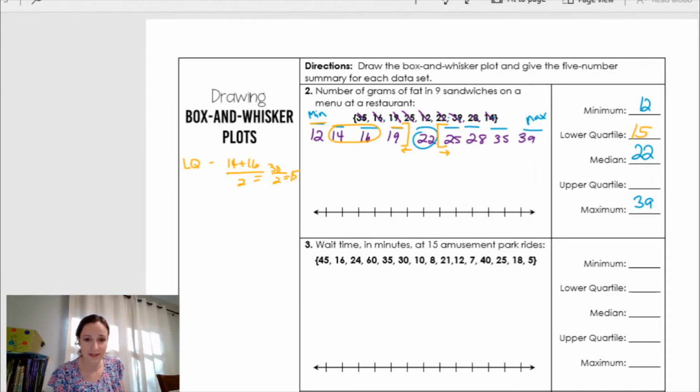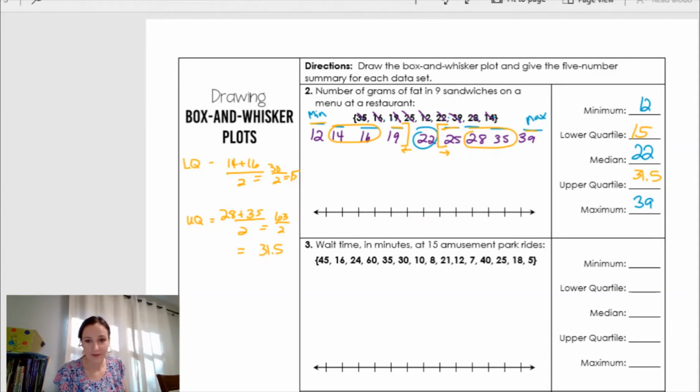In the upper quartile, again, go from each direction and find your middle values, which is going to be between 28 and 35. So you're going to have to add them together, 28 plus 35, and divide by 2. 28 plus 35 is going to give you 63, divided by 2, and you'll have 31 and 5/10. So you can have a decimal, that's okay. 31.5 is your upper quartile.